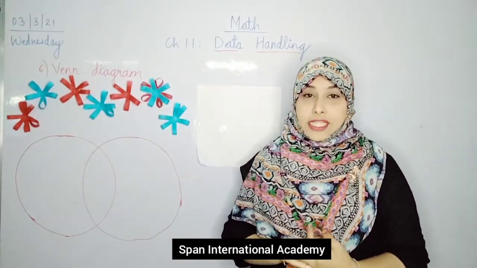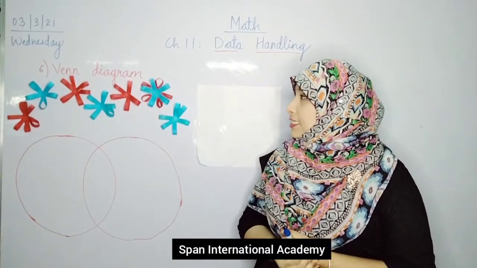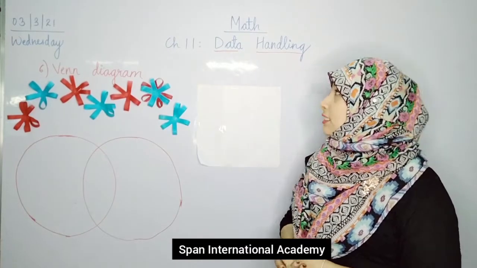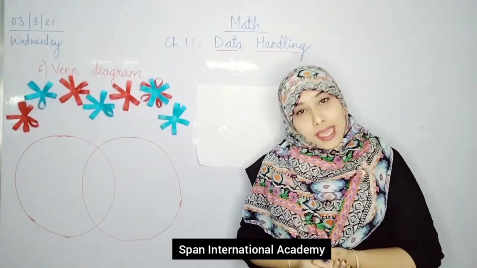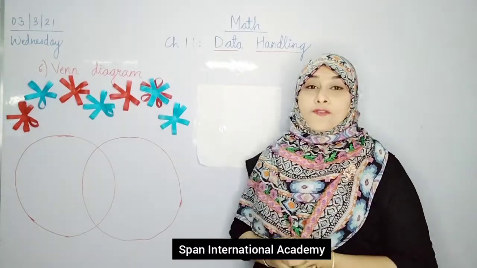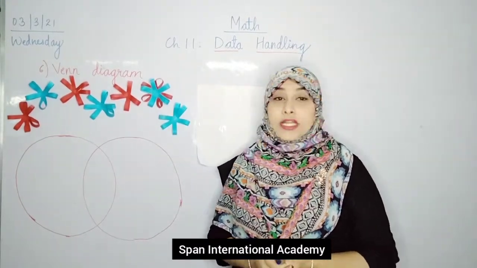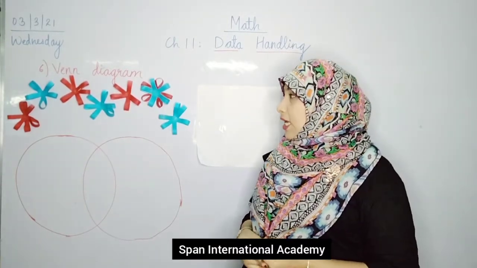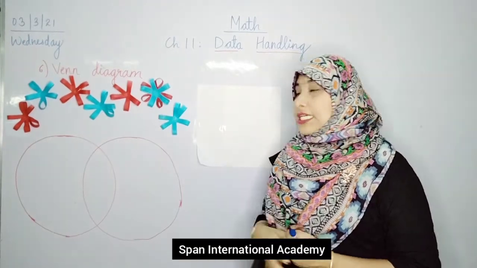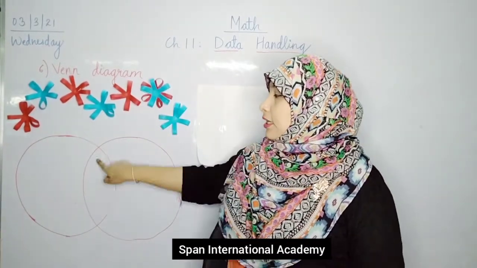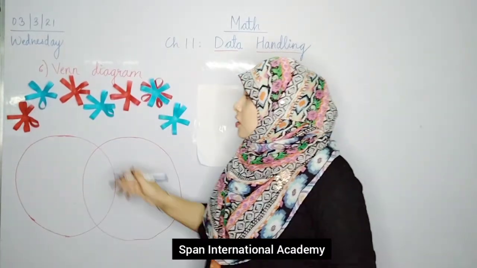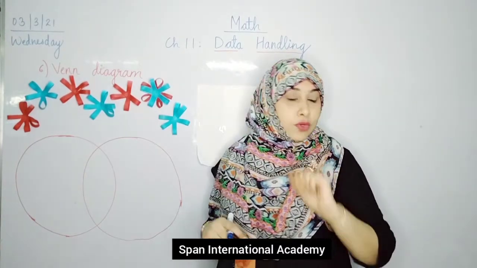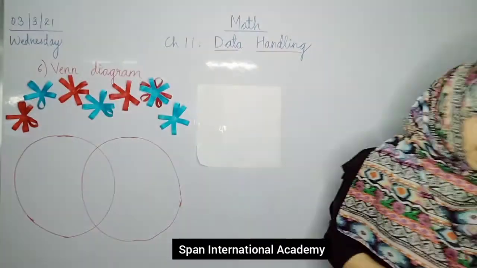So my dear friends, here I have one example of a Venn diagram. Can you all tell me what data do we have on the board? You are absolutely right. These are flowers, and the flowers are of different colors. What do we do in a Venn diagram? We put them in the two different circles, and the common one comes in the center. Which color flowers do we have? We have red and blue color flowers.